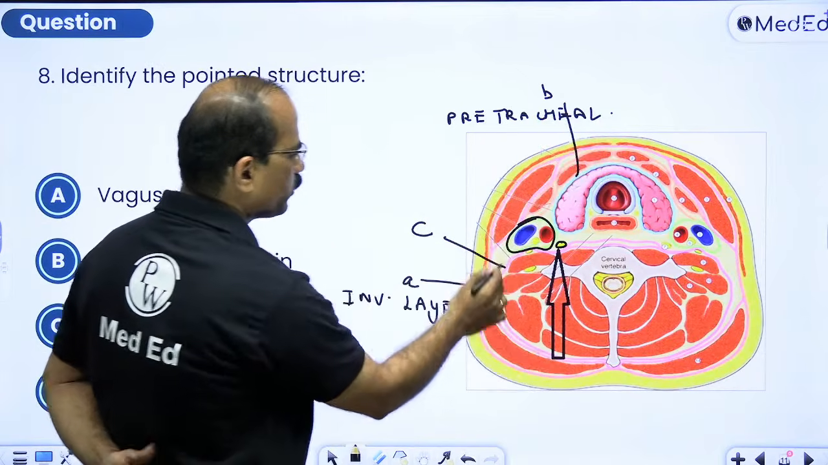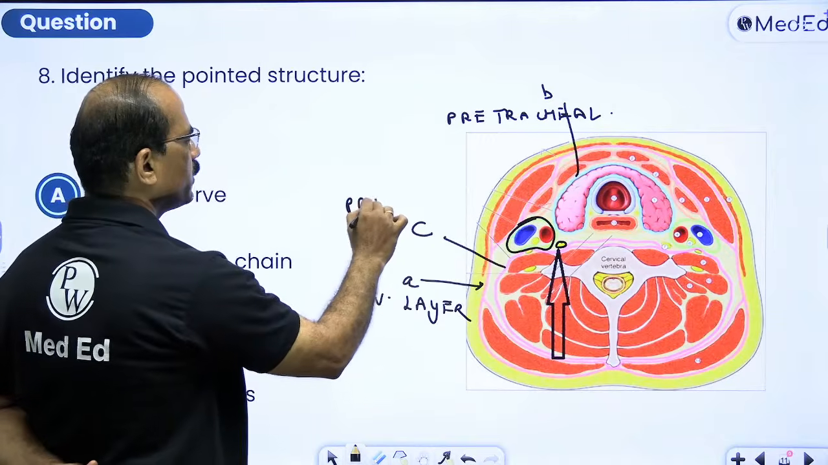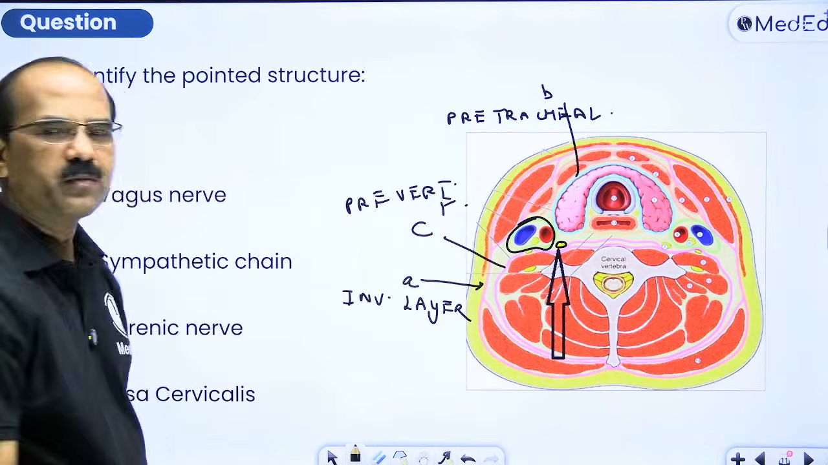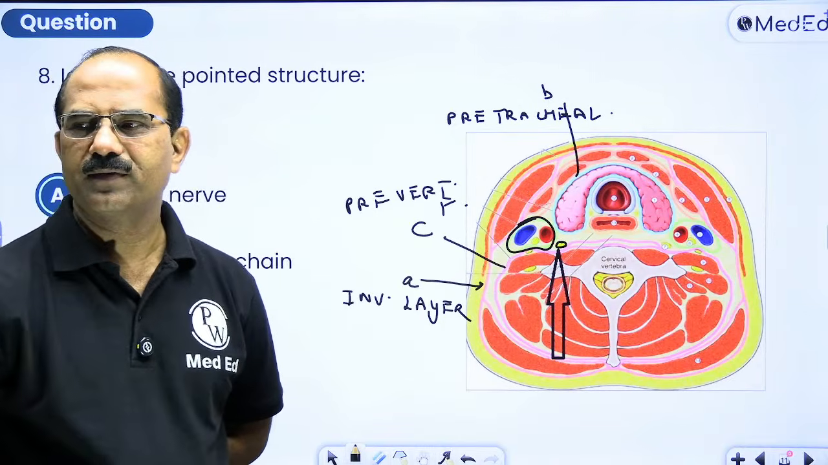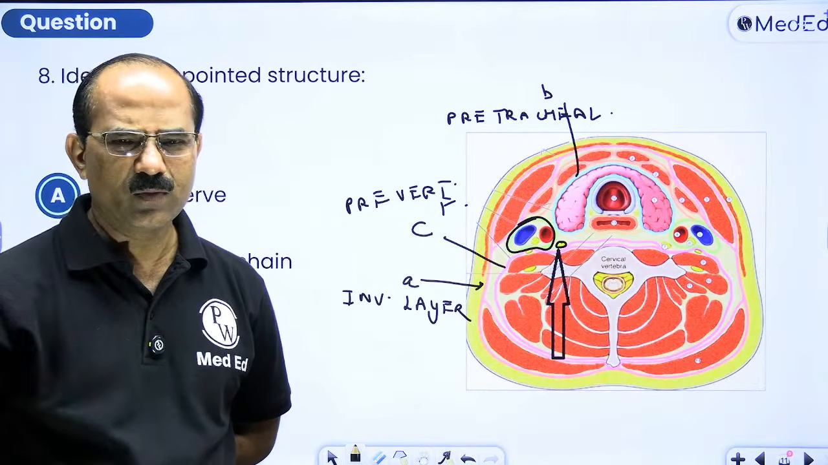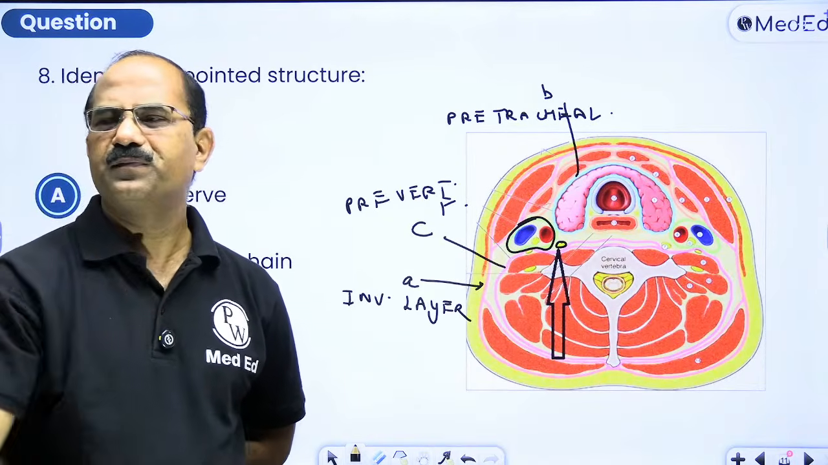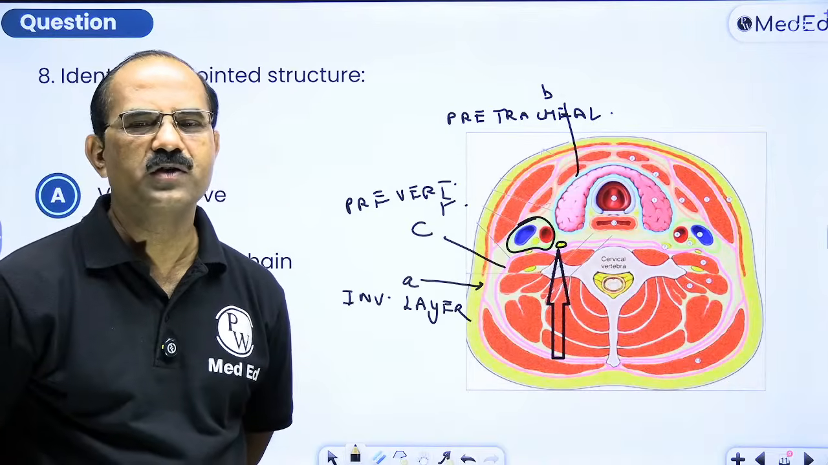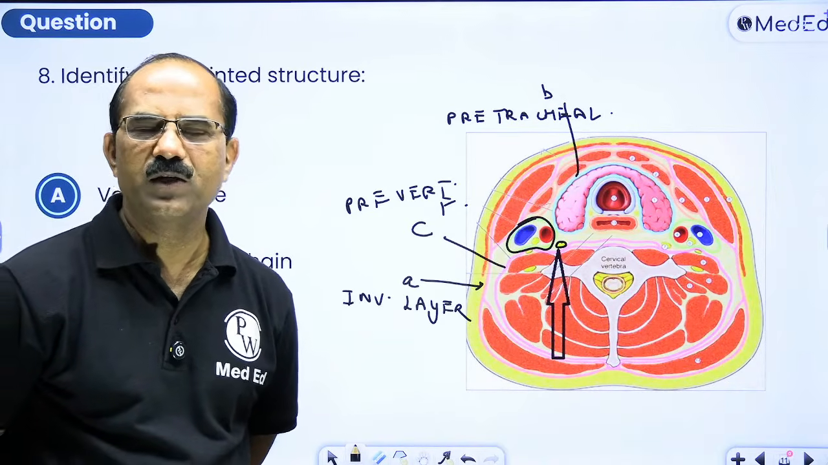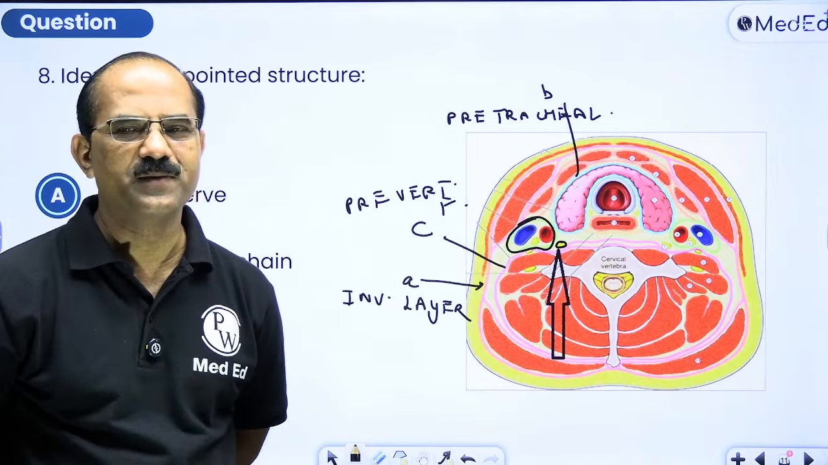Pretracheal fascia. And what is C? C is the prevertebral fascia. Prevertebral fascia. याद रखिए, just remember these fascias. I hope you can see this properly. So these are the various fascias of the neck. Deep fascias of the neck है ये. Investing, pretracheal, prevertebral fascias.